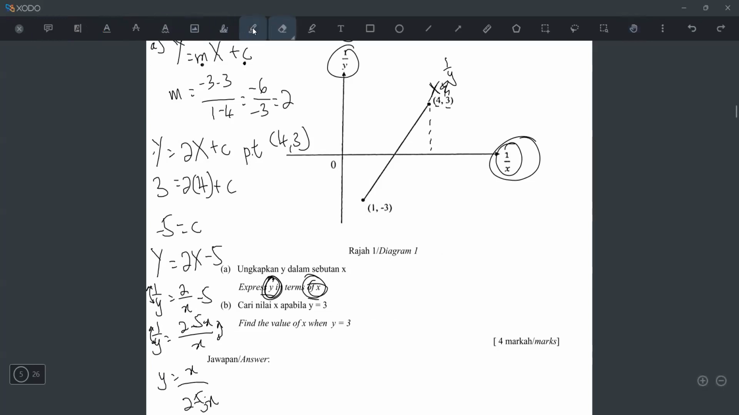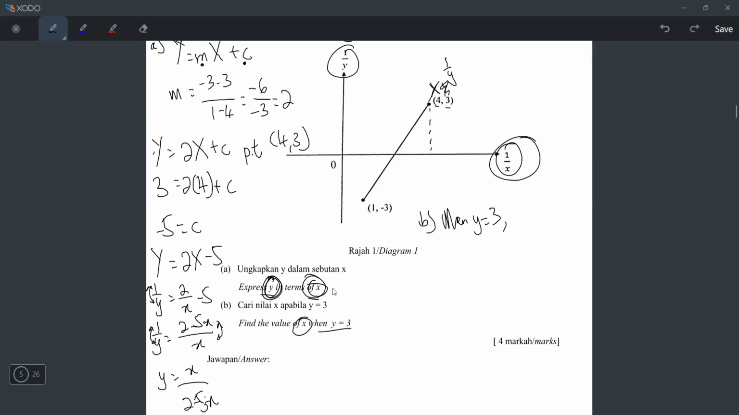Let's go to soalan B. Soalan B says what? Find the value of x when y equals to 3. So let's do it here. When y equals to 3, small y equals to 3, find the value of small x. So why not we just use this equation? So 3 equals to x over 2 minus 5x. So how to find x? First, I can hilangkan fraction.